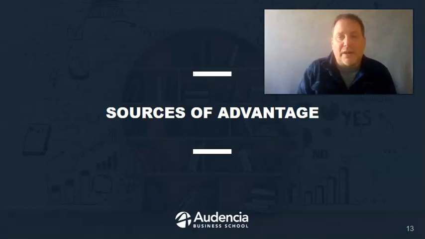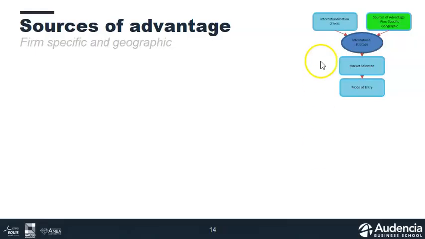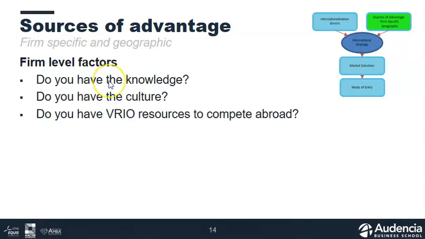So now that we've looked at the drivers, let's take a look at sources of various advantages. As we look at sources of advantage, there are going to be firm-specific advantages and geographic types of advantages that we'll consider. In terms of firm-level factors, when we think about going internationally, we want to look at the internal assessments we've done in previous strategic analyses, the VRIO assessment and whatnot.